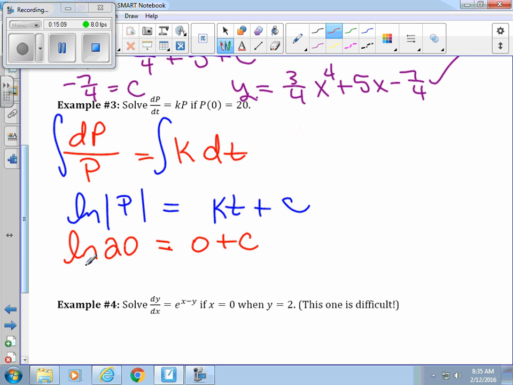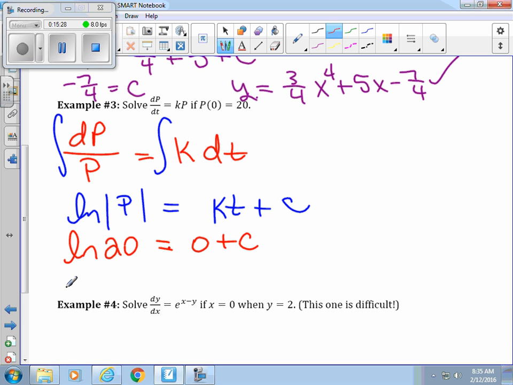So c is natural log of 20. Why did I get rid of the absolute values there? Yeah, right. 20 is 20. Now, if it were negative 20, I'd need the absolute values in there. Oh, never mind, it's plus t. I was thinking you put in 0 for k.